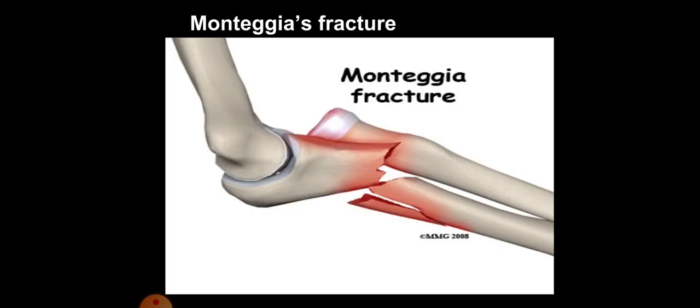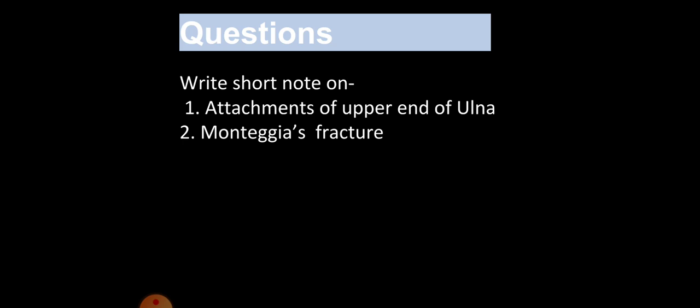Another is Monteggia's fracture. Monteggia's fracture is the fracture of the proximal end of the ulna and displacement of the superior radioulnar joint. So this is Monteggia's fracture. Now the questions related to this topic. First is, write a short note on the attachments of the upper end of the ulna. So in this we have to mention what are the structures at the upper end of the ulna and what are the attachments over here. And in this we have to also draw the diagrams.